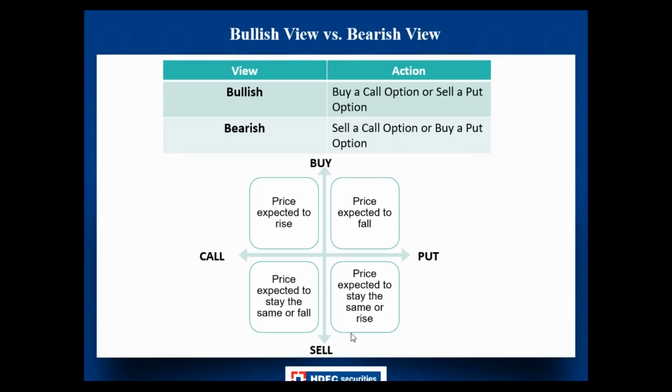For a put option seller, you would expect that the price would either remain the same, that is above the strike price that you have written, or the stock must at least rise. So this is how a put option seller can gain out of a view. So in short, this quadrant clarifies the 4 activities that you can do when it comes to options. If you have a bullish view, you buy a call option or you sell a put option. If you have a bearish view, you sell a call option or you buy a put option.